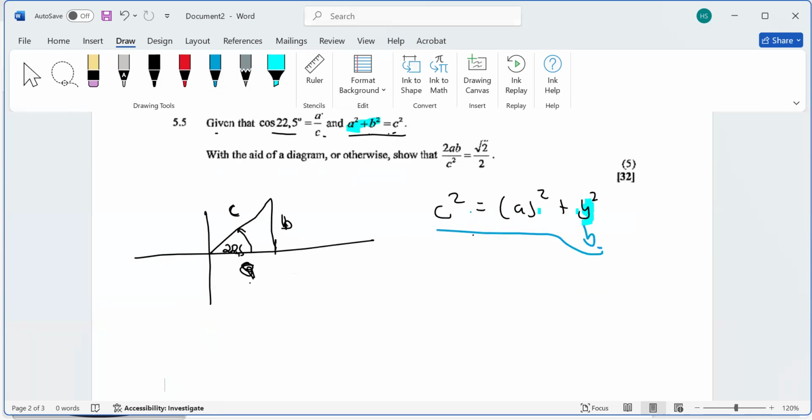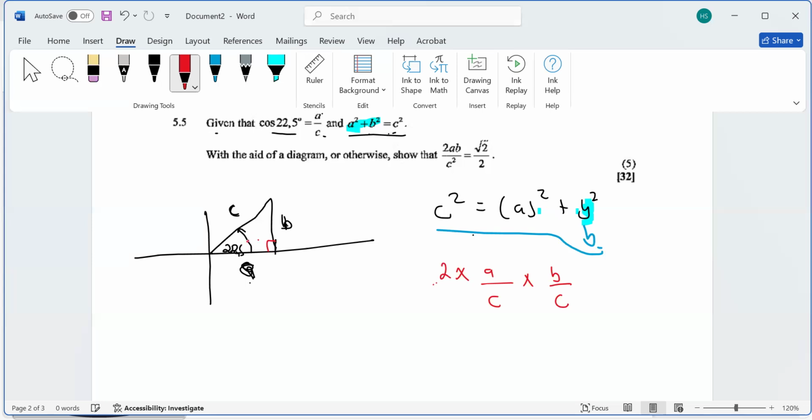Now, if I interpret the question correctly, they are telling us about 2AB over C squared, which is somewhat confusing, so I try to separate it. It can be separated into 2 multiplied by A over C, multiplied by B over C. From the diagram, A over C is cos of 22,5, and B over C is sine of 22,5, because it is opposite over hypotenuse.